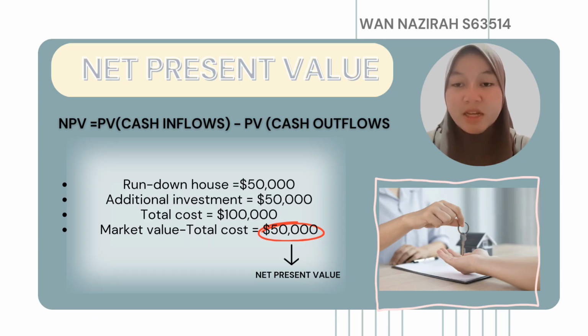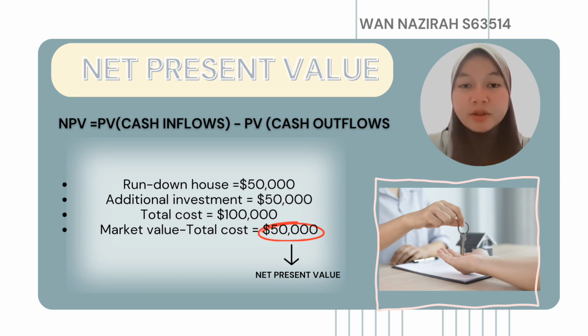Now I will explain what net present value is, which is NPV. NPV in economics is a method used to evaluate the profitability of an investment or project. The calculation for NPV is cash inflows minus cash outflows.